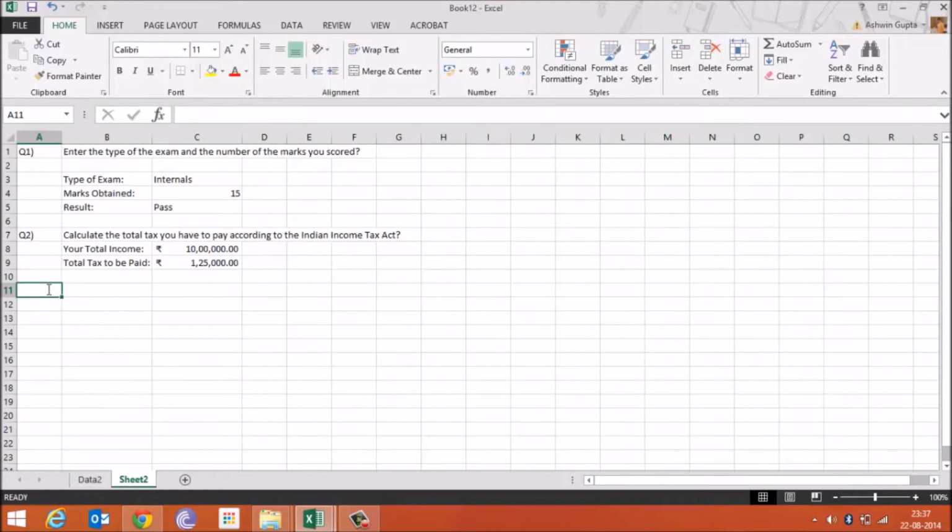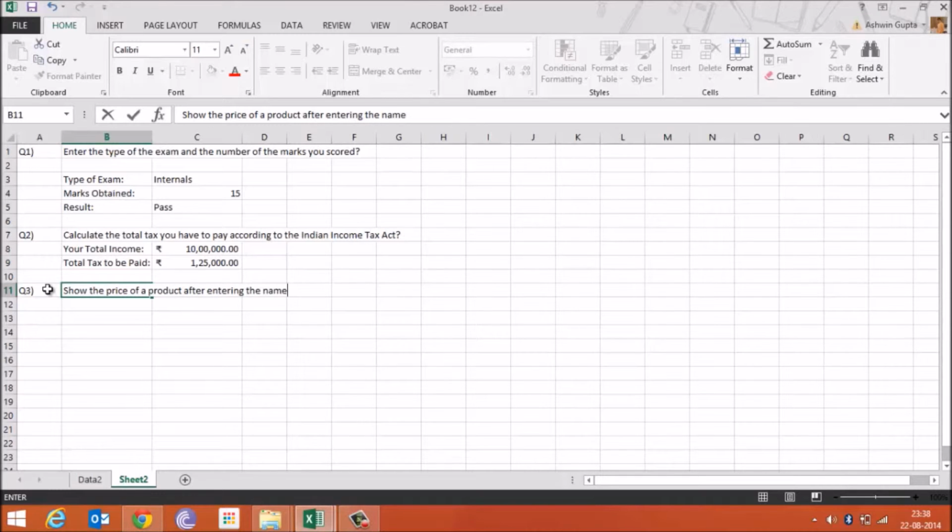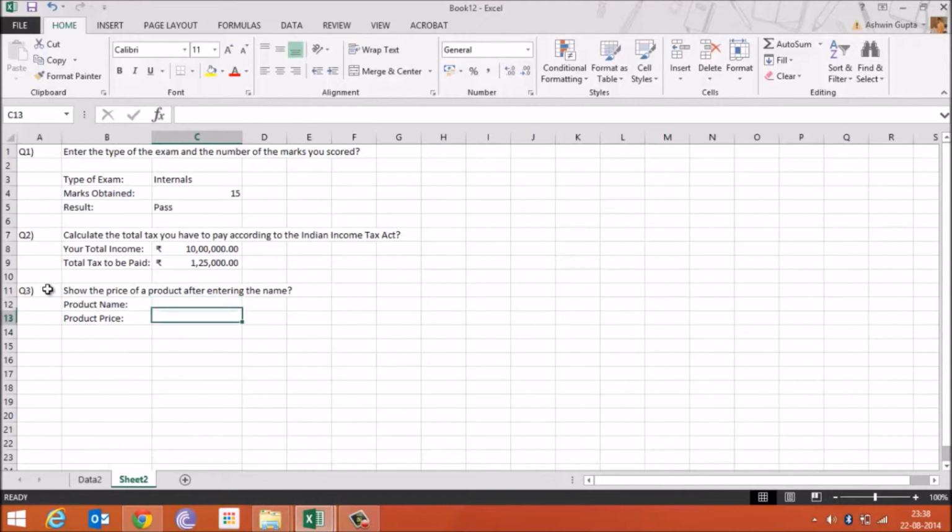We take example 3 now, that is to show the price of a product after entering its name. Here we are taking product names from A up to L. Here the second row, the product price, would be the one having the formulas entered in it.